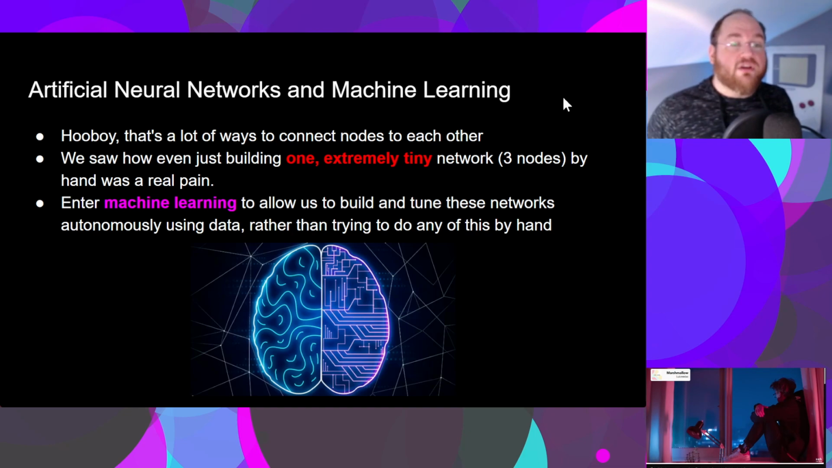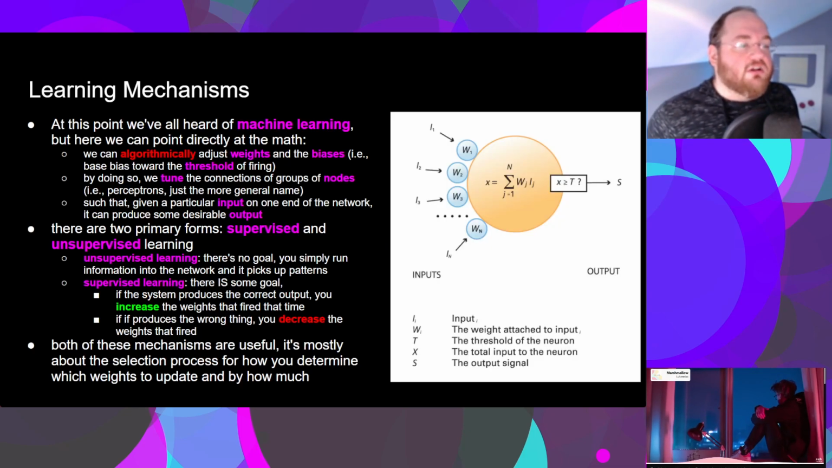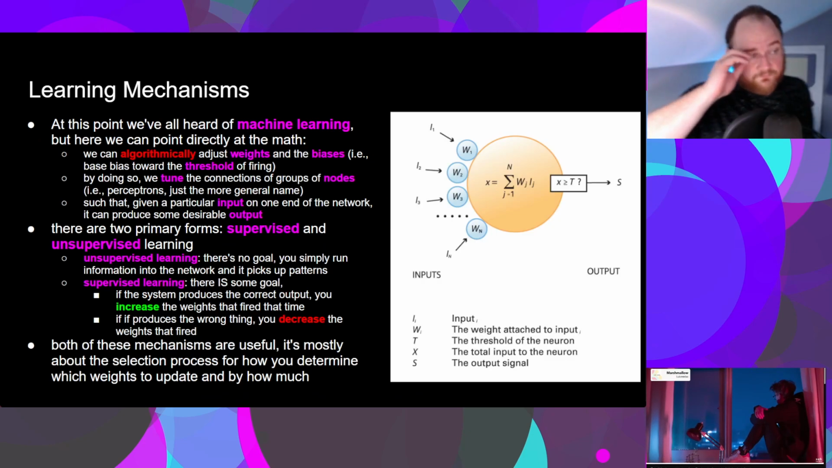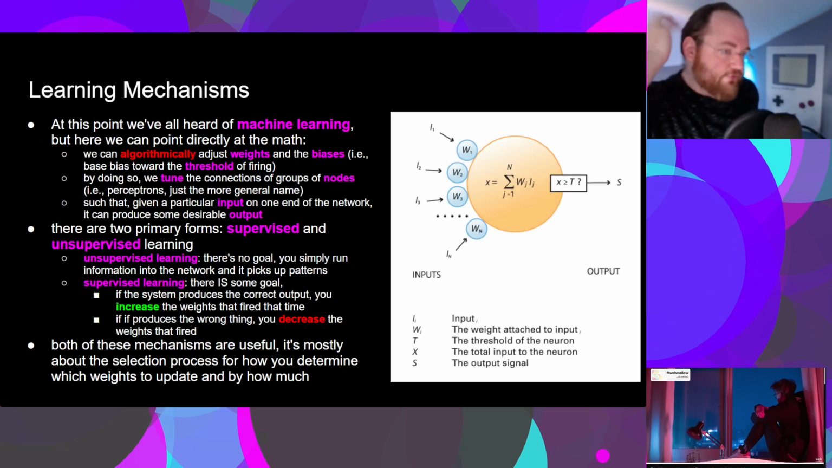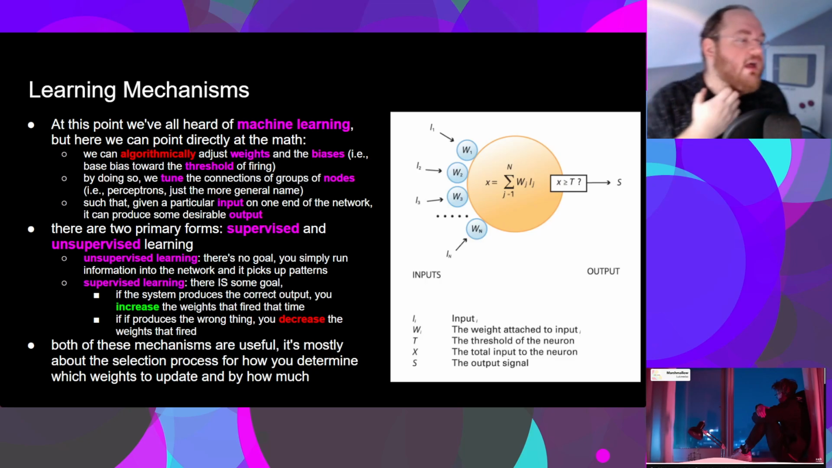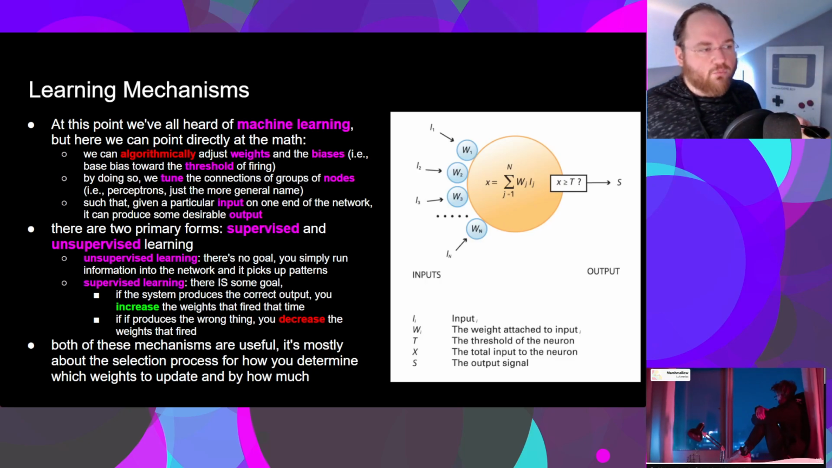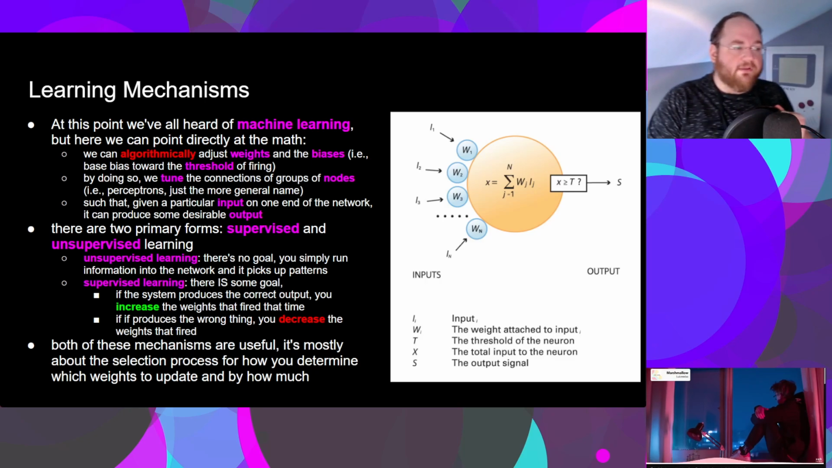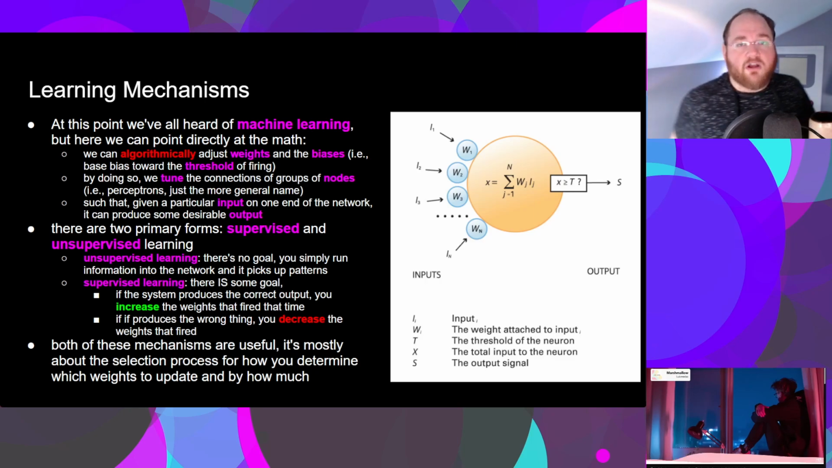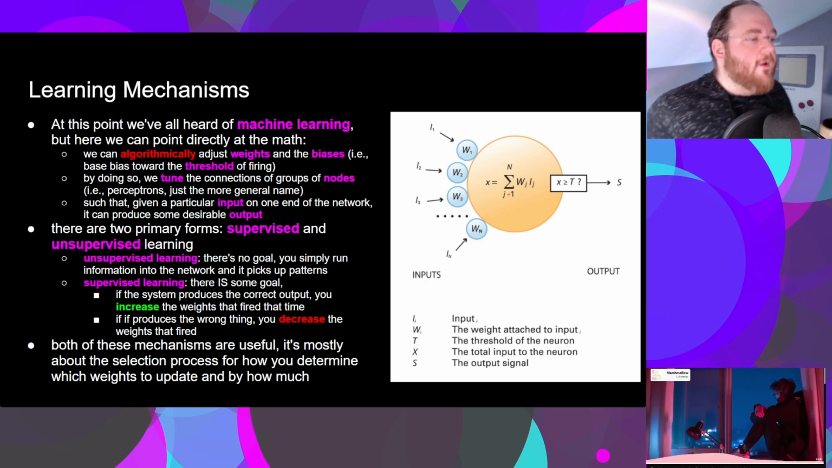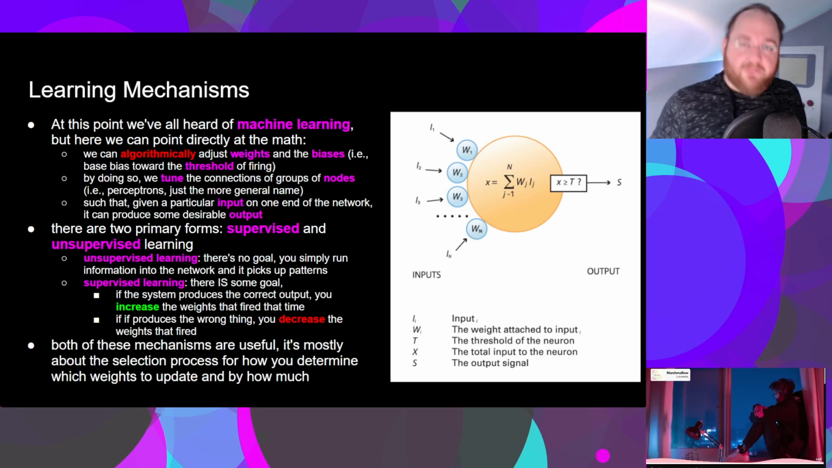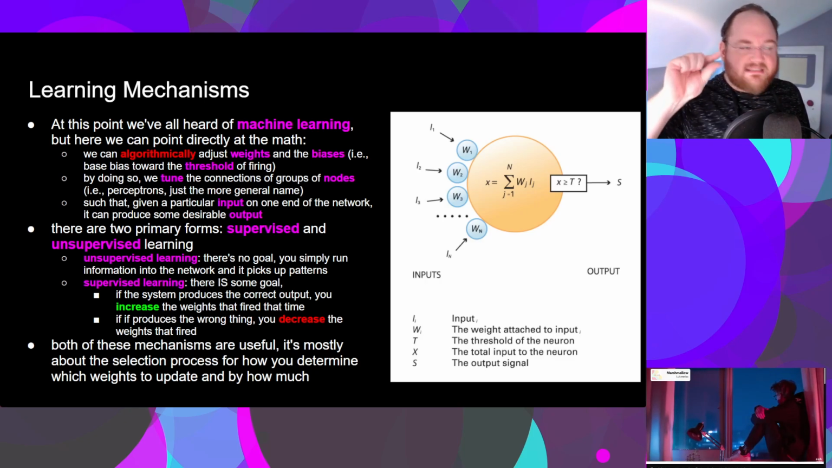So we're in phase 3 of the lecture. Let's talk about learning mechanisms. So back to our Perceptron friend. I think everyone has heard the words machine learning before, and it's been applied in many ways, but here we can kind of point directly at the math, and I'm going to walk you through some basic concepts for it. We can algorithmically adjust weights and biases. These are the machine learning algorithms.